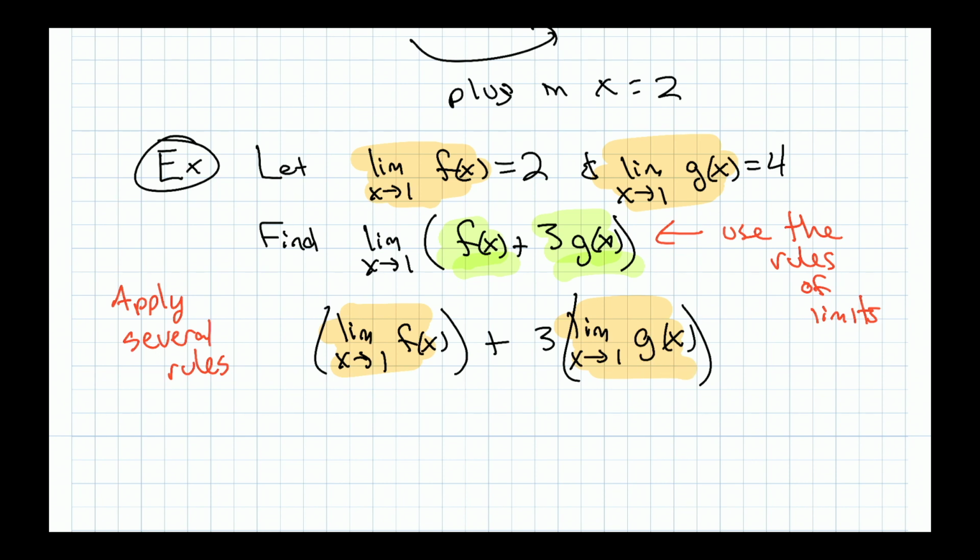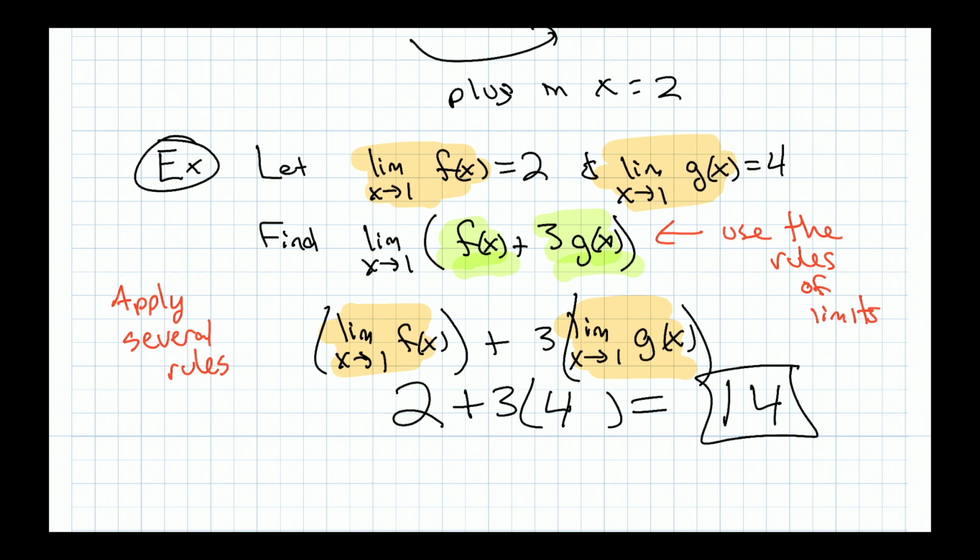So what is the limit as x approaches 1 of f of x? According to what they gave us, it's 2. And then plus 3 times the limit as x approaches 1 of g of x. What's that? Well, they told us it was 4. So 2 plus 3 times 4. So it's 14.